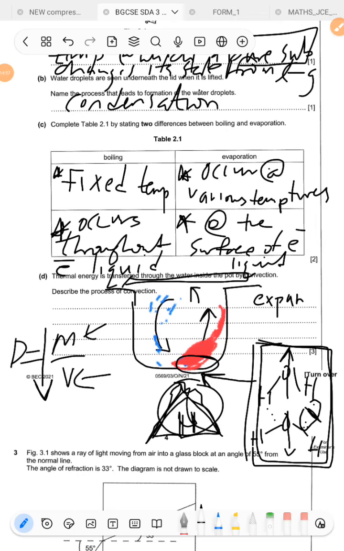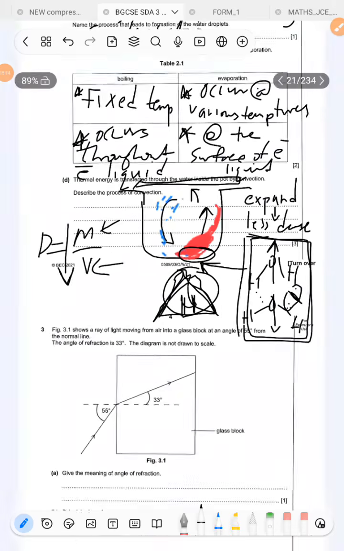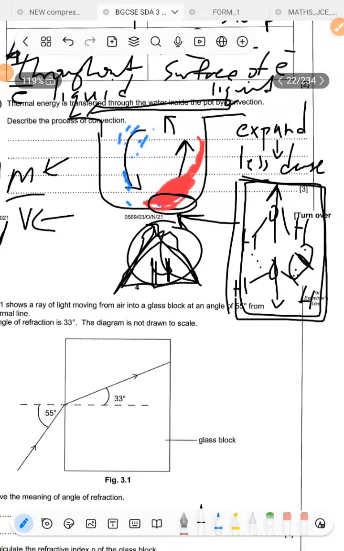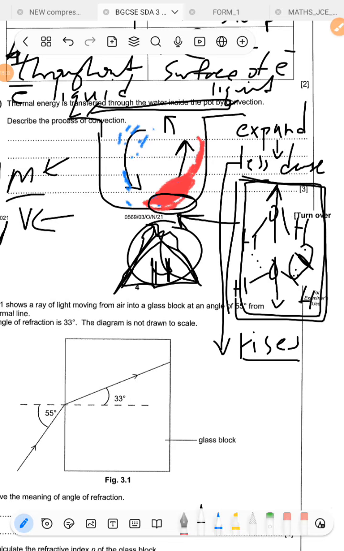So the expansion of those water molecules, or the water molecules moving away from each other, causes the water in that area to do what? To become less dense. All right, I'll borrow the space here. So if they become less dense, what's going to happen? If something is less dense than its surrounding components, what's going to happen? That less dense water is going to rise.